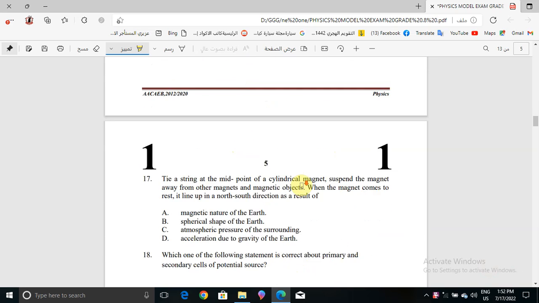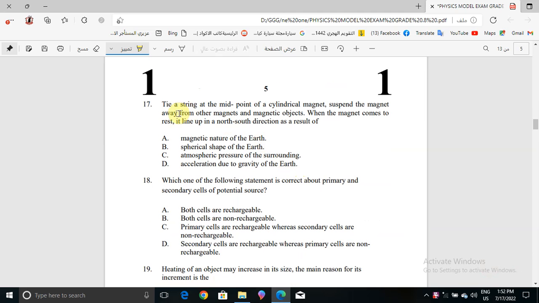Okay, now in question number 17, tie a string at the midpoint of a cylindrical magnet and suspend the magnet away from other magnets and magnetic objects. When the magnet comes to rest, it lines up in a north-south direction as a result of what? Magnetic nature of the earth, or spherical shape of the earth, or atmospheric pressure of the surroundings, or acceleration due to gravity of the earth. The correct answer will be magnetic nature of the earth.